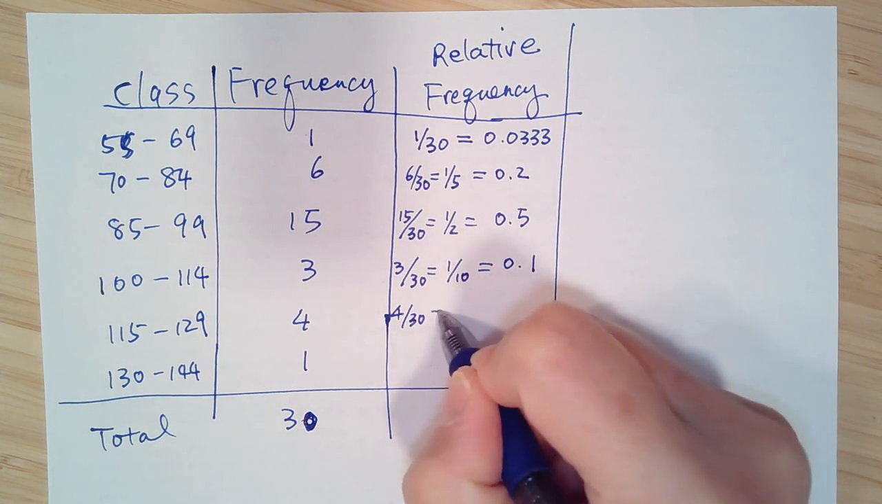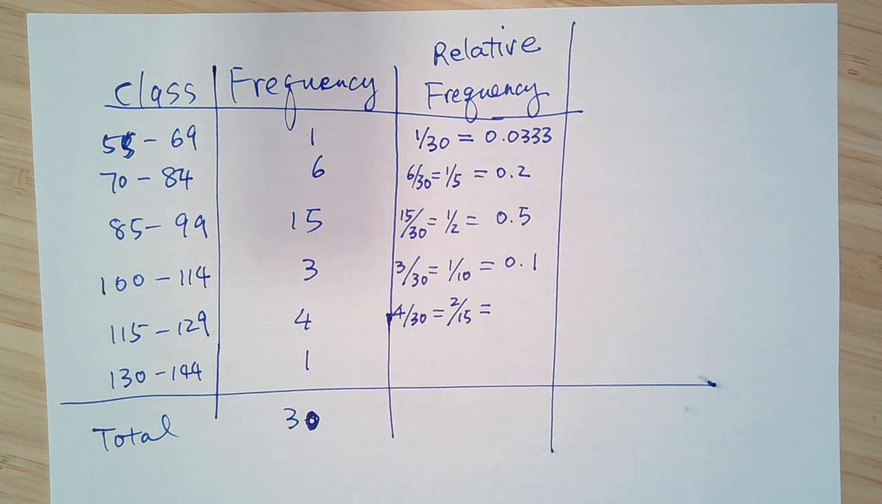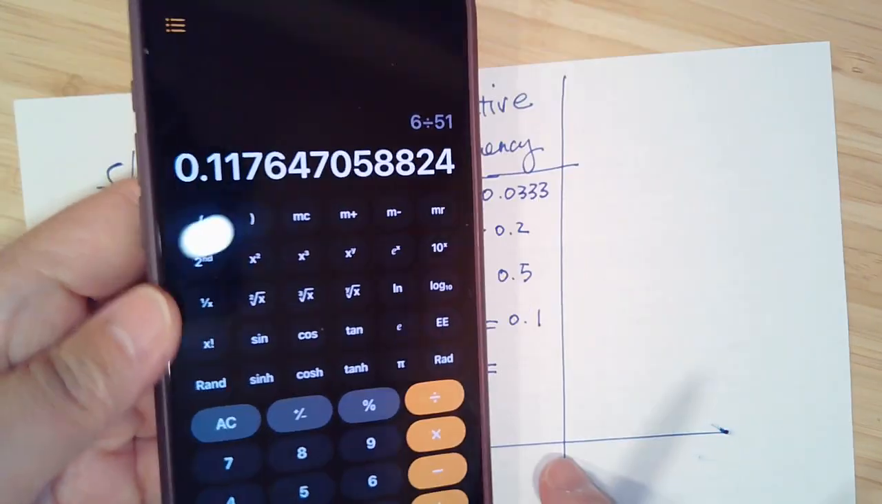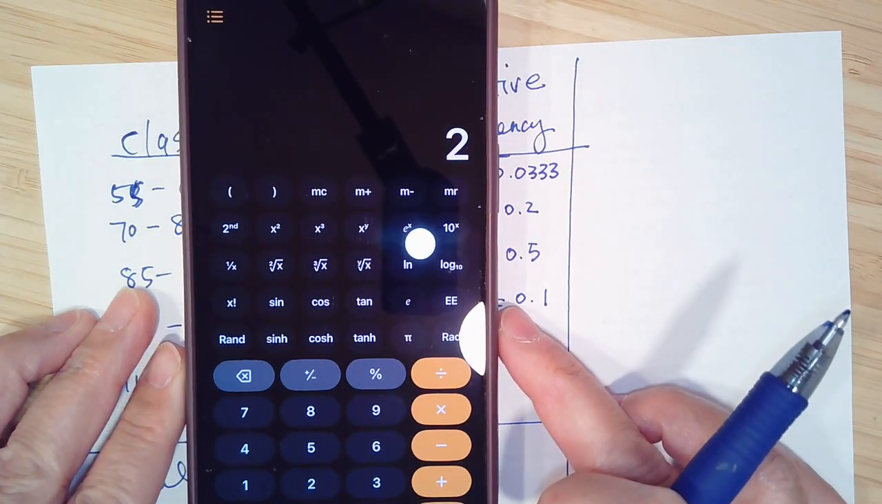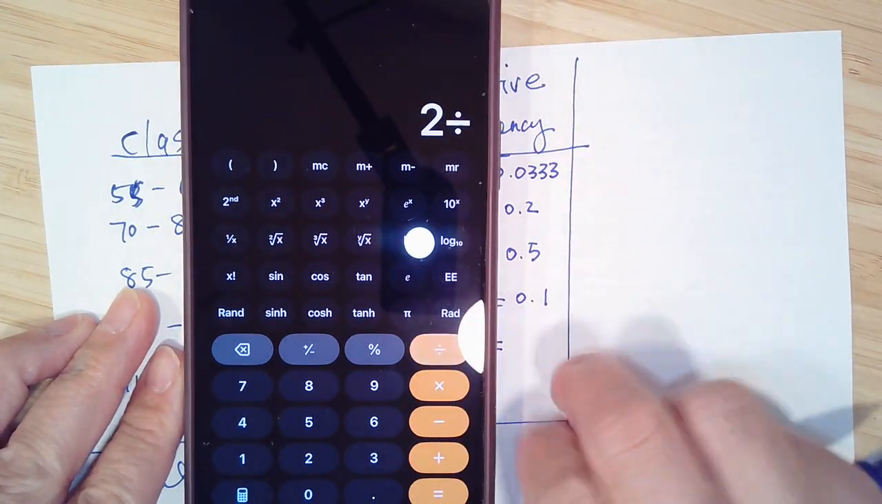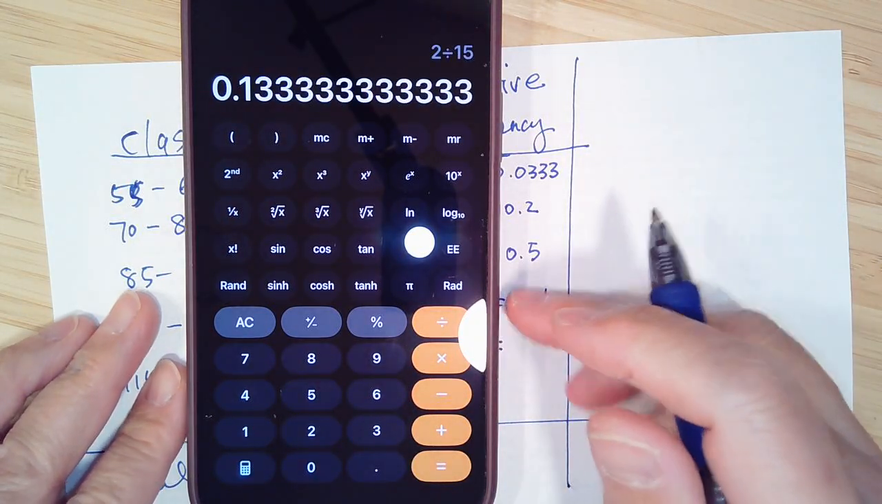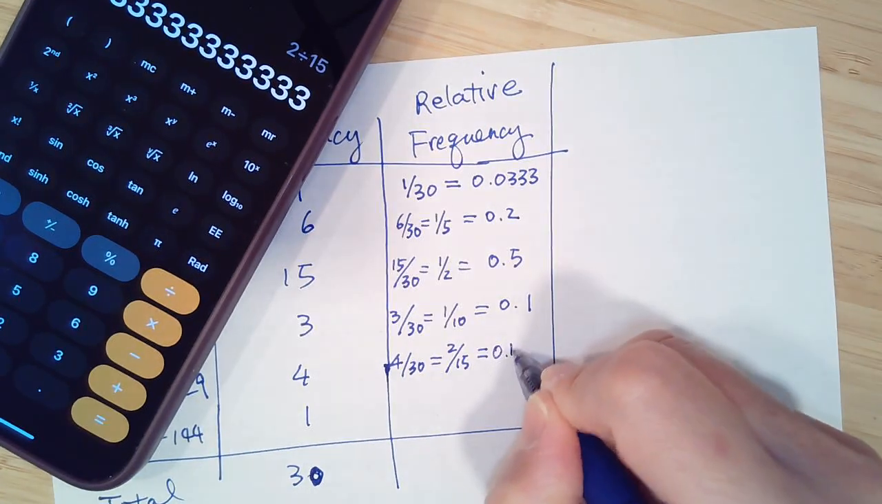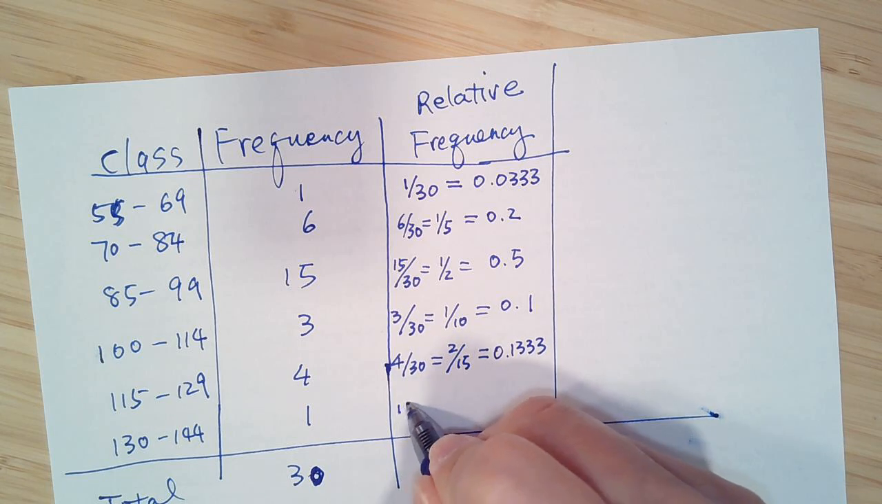And if you're looking for what 2/15 is, you can use the calculator. So I see the calculator here. 2 divided by 15 equals 0.1333. So that's 0.1333. Now the last one is, again, 1/30, so that is 0.0333. Okay, one more thing.